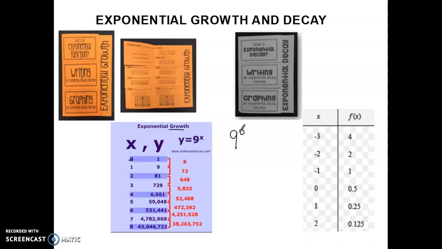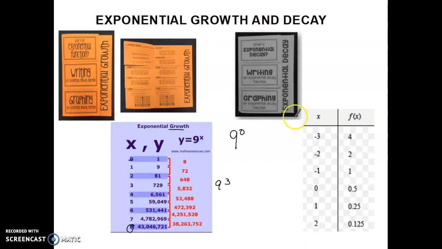Then when x is 1, you have 9. When x is 2, look what happened, 81. When x is 3, well, 9 to the power of 3 is 729. And you can see how this chart is growing exponentially. Look at the number when you get to x equals 8.